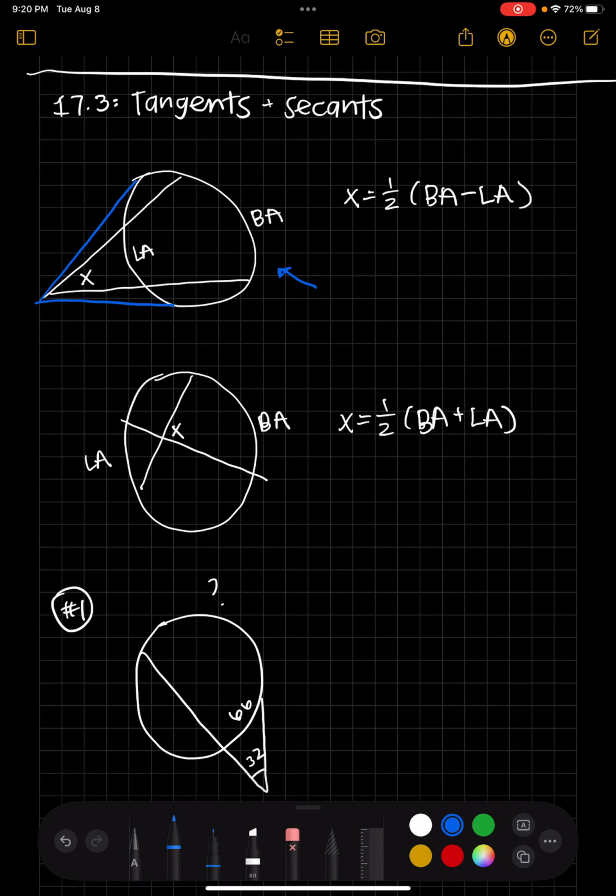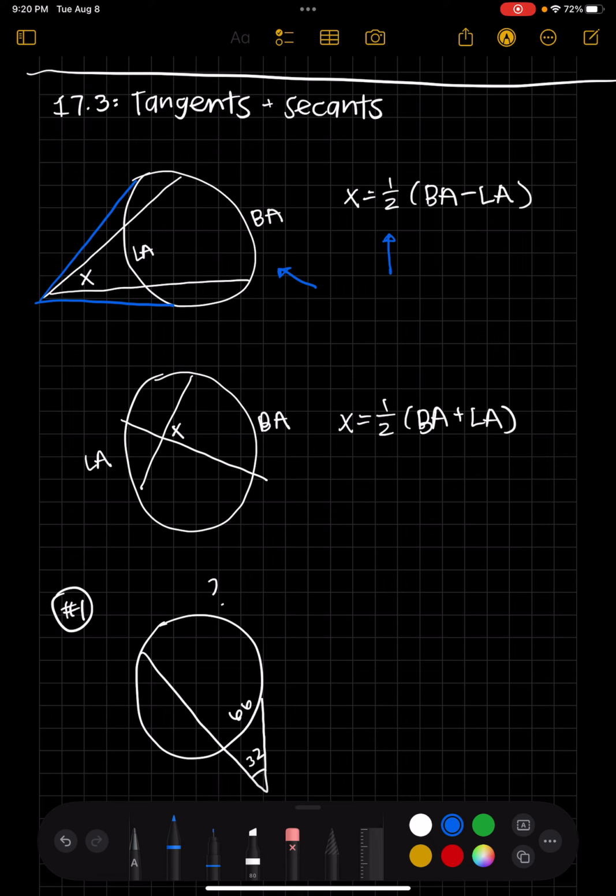You're going to use this formula right here where x, which is the angle on the outside, is equal to BA minus LA. I say BA for big arc and LA for little arc. So the big arc is the arc that's bigger, obviously, and then the little arc is the arc that's littler.